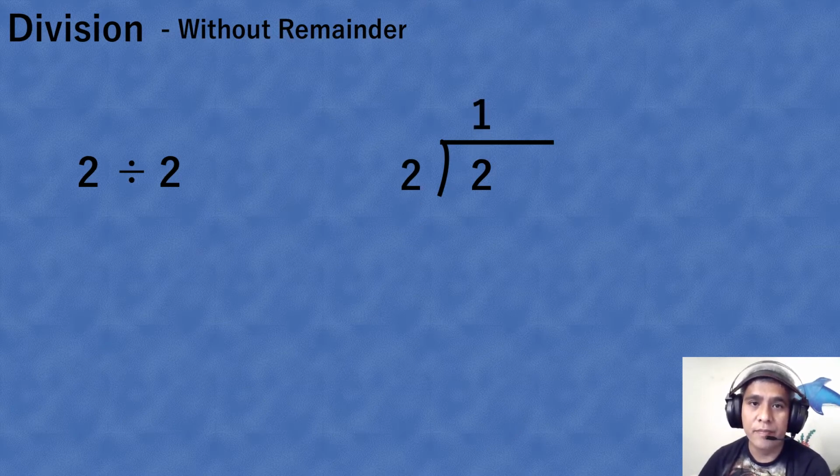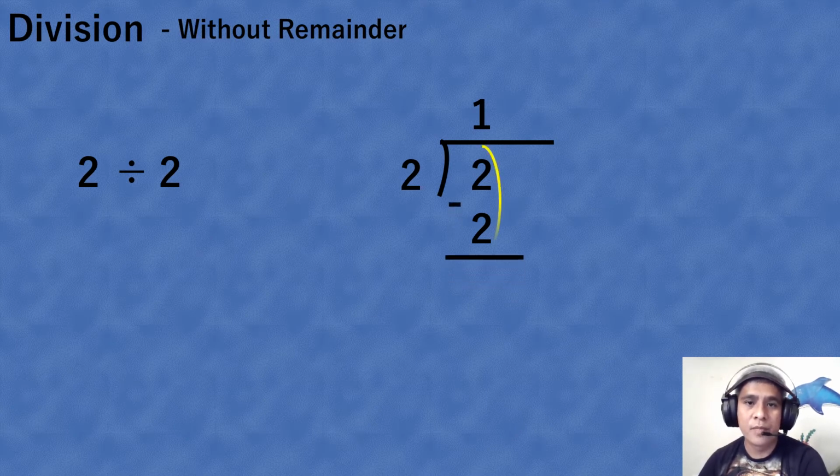equals 1, because 1 times 2 equals 2. We are going to subtract them now. 2 minus 2 equals 0. So 2 divided by 2 equals 1.